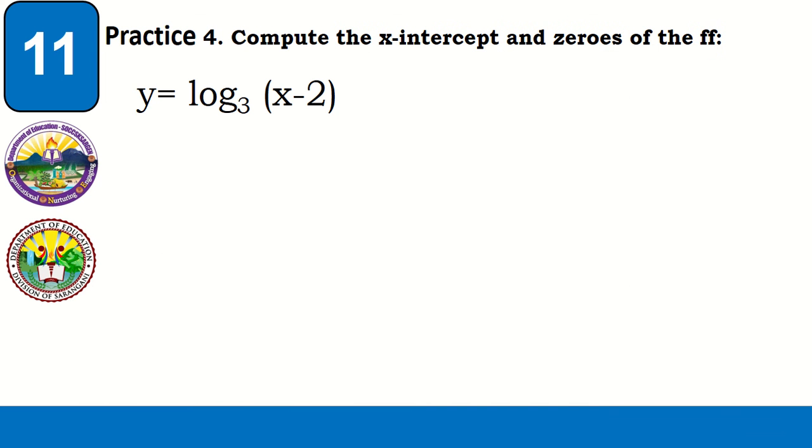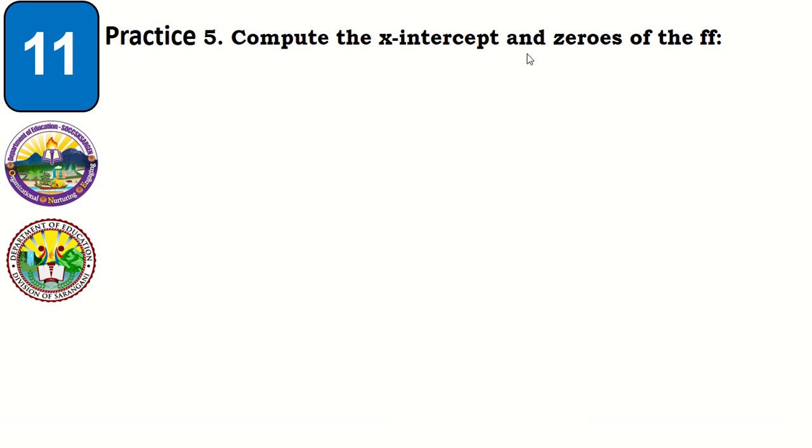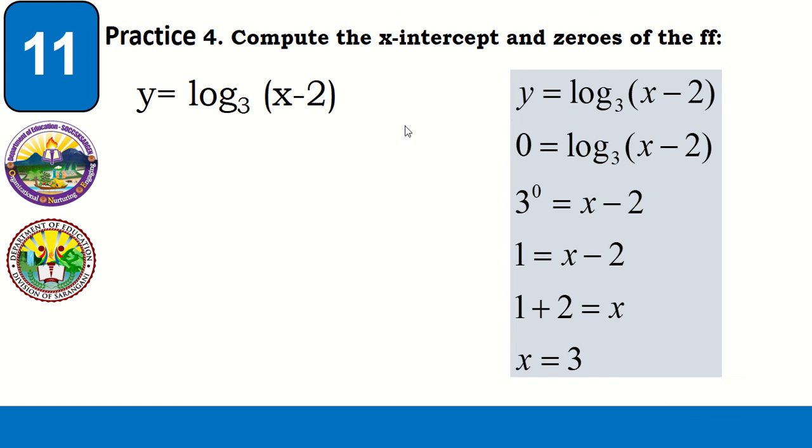Practice number 4. Say for example, we have the equation. What is the x-intercept? The x-intercept is the value of x. Of course, we let y equal 0. And you've got here, 0 is equal to log of x minus 2 base 3. And using the exponent, you got 3 to the 0 equals x minus 2. 3 to the 0 equals 1. And we have 1 equals x minus 2. And by the addition property, 1 plus 2 equals x. And x equals 3. Therefore, the x-intercept is 3 and the 0 is also 3.